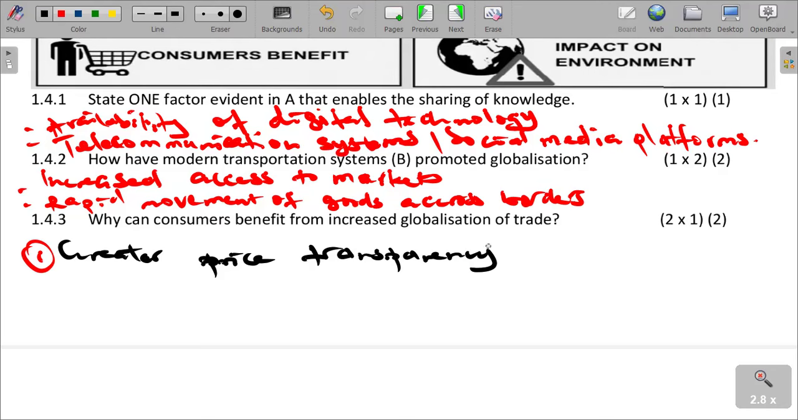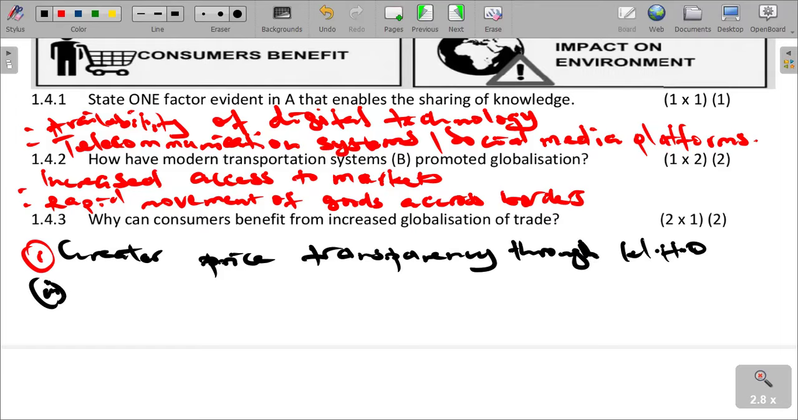Greater price transparency can be achieved because we talk about international World Trade Organization monitoring, through initiatives. The World Trade Organization enforces that price transparency must be there. We talk about transparency and honesty.